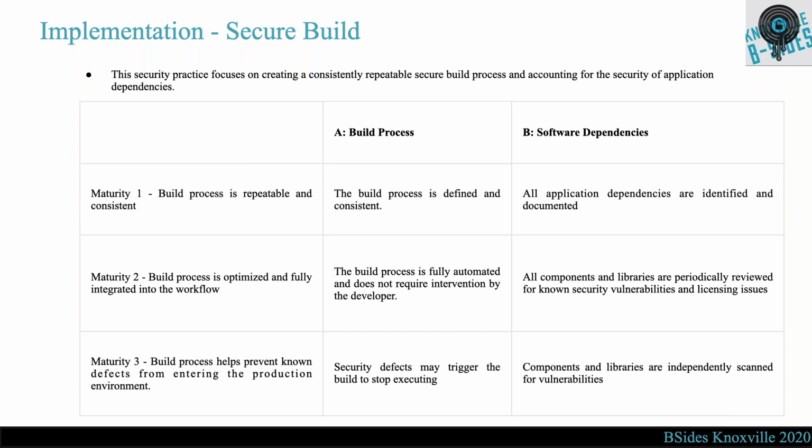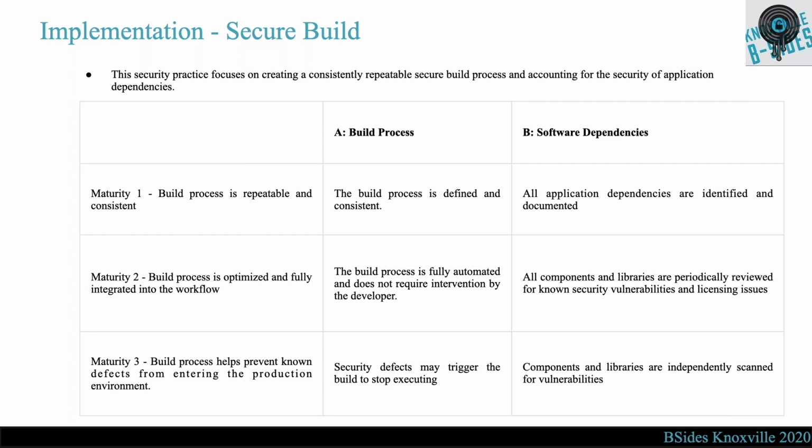The secure build practice emphasizes the importance of building software in a standardized and repeatable manner, and of doing so using secure components, including third-party software dependencies. As you can see, the first stream, build process, focuses on removing any subjectivity from the build process by striving for full automation at level 3. An automated build pipeline can include additional automated security checks such as SAST and DAST to gain further assurance, and flag security regressions early by failing the build, for example.